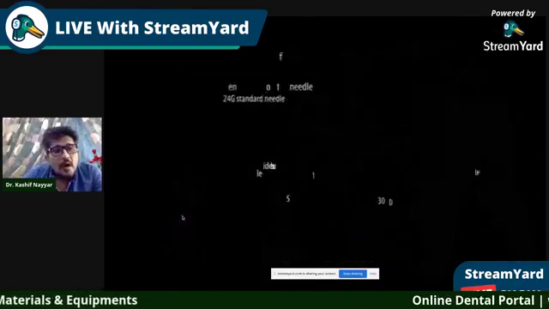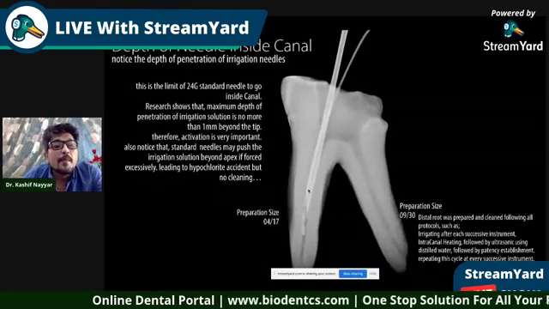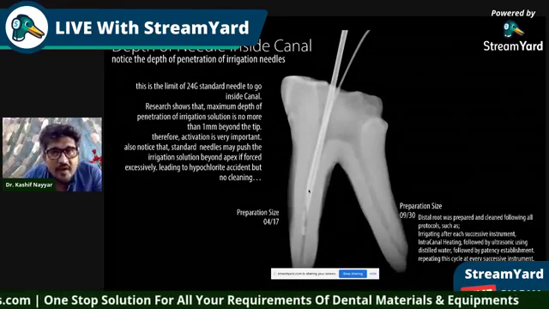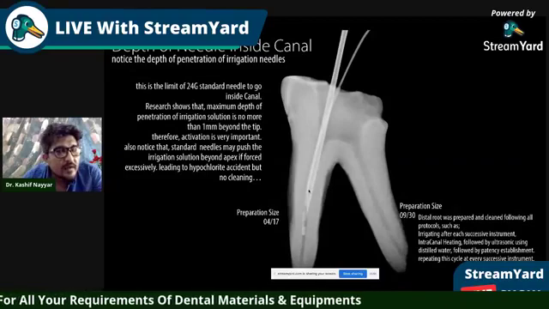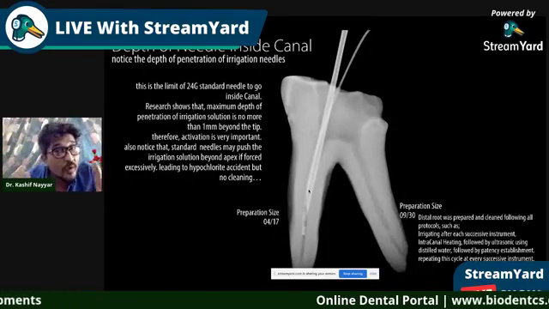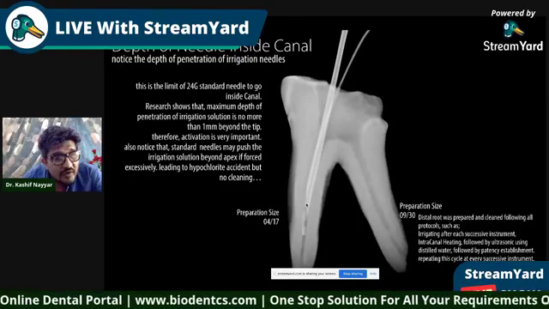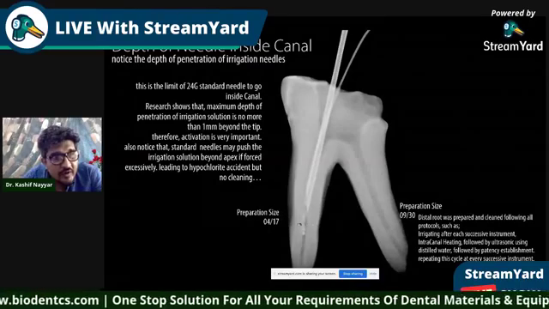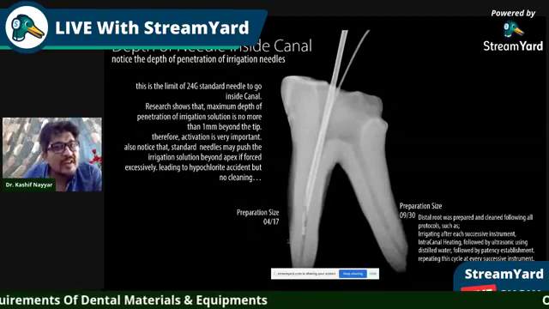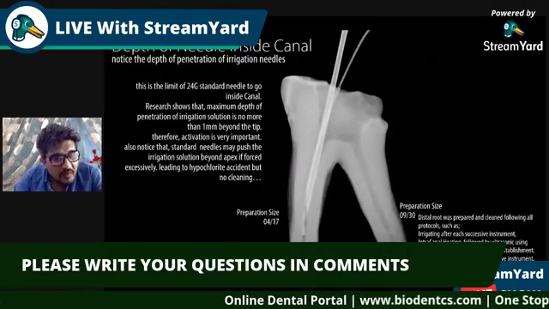So after preparation of the middle third, this is the limit for the penetration of a 24 gauge needle. Beyond that, it cannot go any further. And research says that the maximum depth of penetration of irrigation solution is no more than 1 millimeter beyond the tip. So if this is the region, your irrigation can only penetrate up till here, not more than that. So what about this area? This area was only instrumented, but not disinfected with the help of irrigation activation.